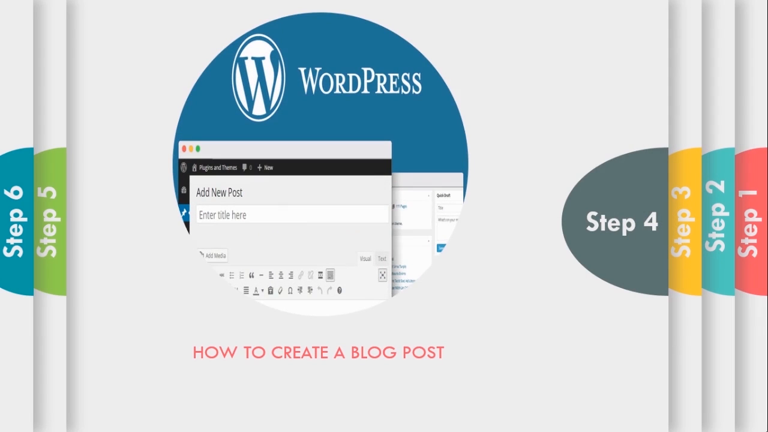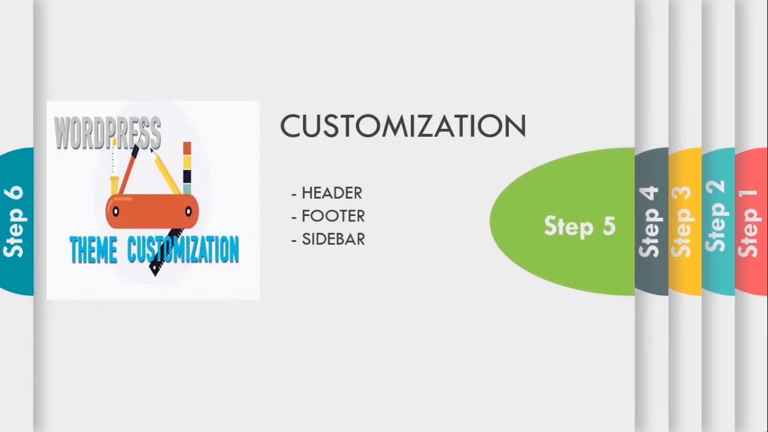Step 4. In step 4, we just simply going to learn how to create a blog post from the WordPress admin dashboard. Step 5. Do the customization based on the theme regarding header, footer, sidebar.